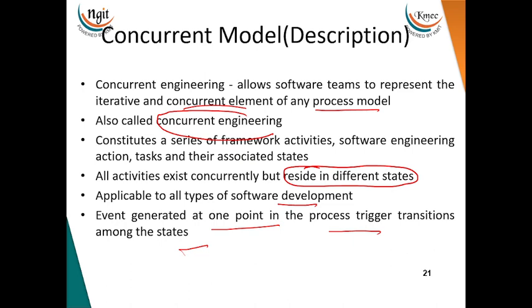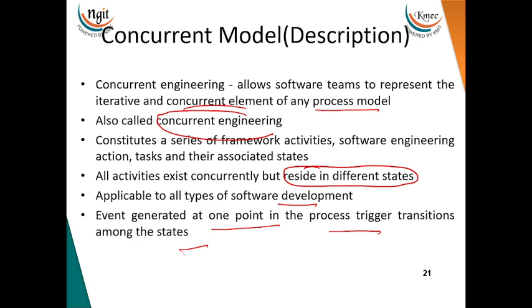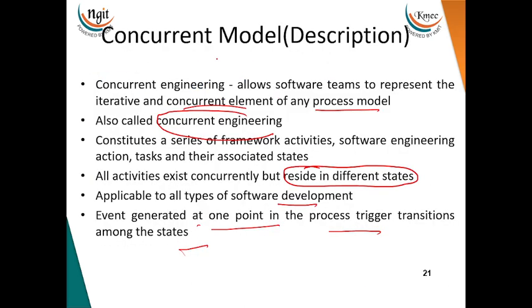Like if you take today's world, like your GitHub, or you are able to work with your cloud and everything, or there are many things which can do it. So the concept comes here as the concurrent model. What is this? Everything is working parallelly or concurrently. Consider a series of framework activities; each one resides at different places, developed in one place, and the trigger of states takes place somewhere else. This is the concept of the concurrent model.